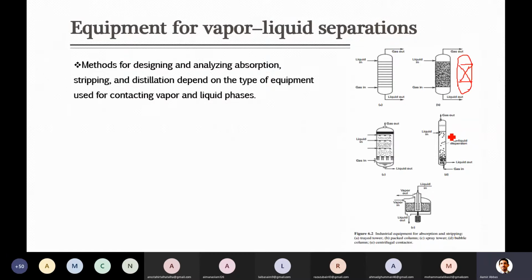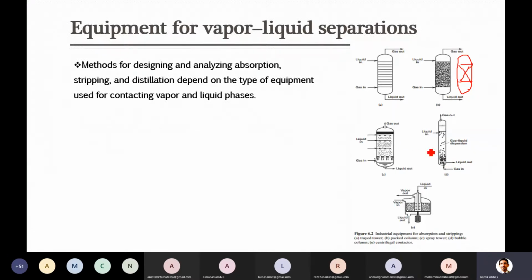In this, when liquid is continuously flowing down, you enter the gas, and that gas only bubbles through this column. Again, in this column there is no restriction, no structure which can stop the liquid and increase the contact between liquid and vapor.